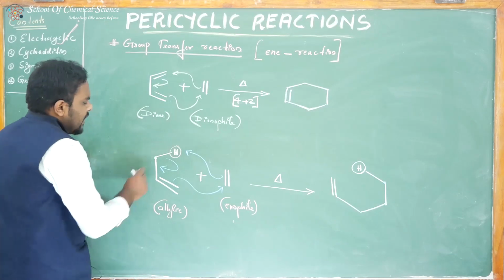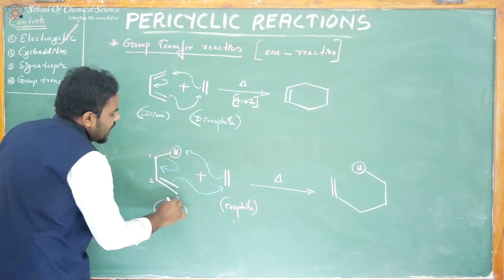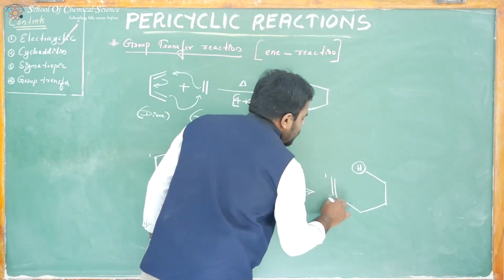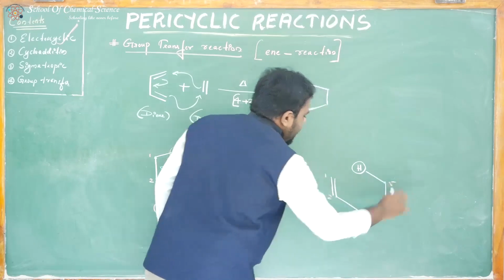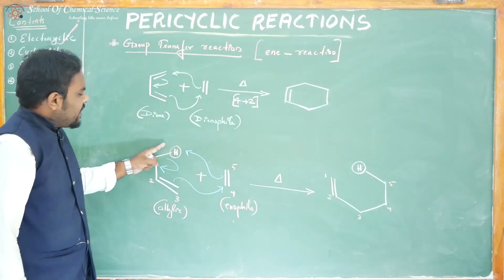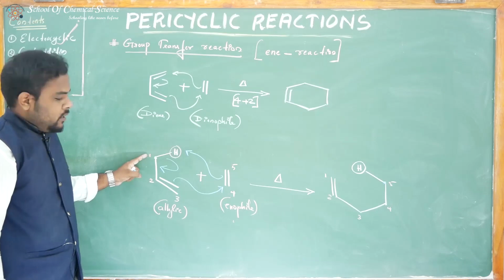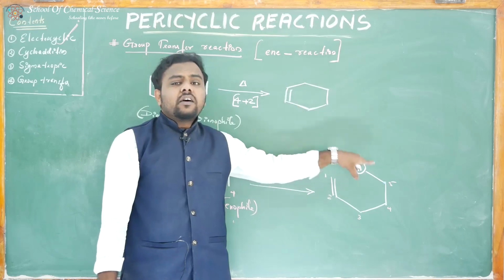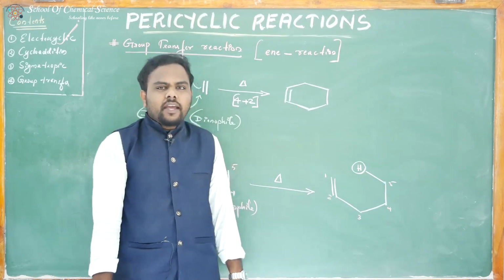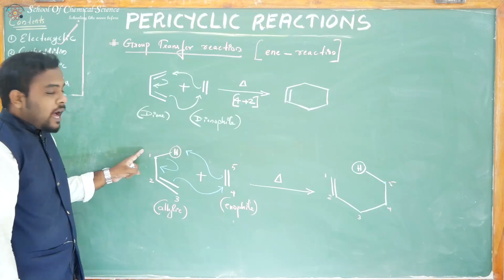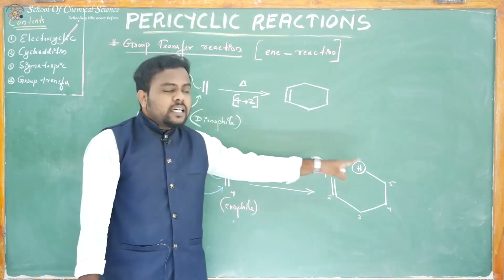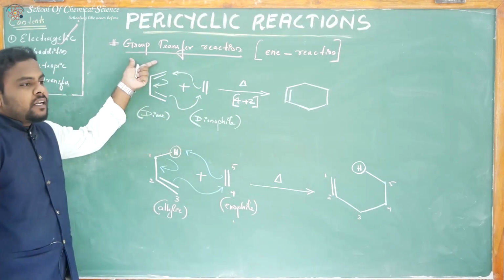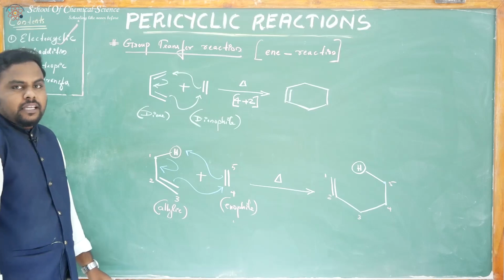You can give a number. This is carbon number 1, carbon number 2, carbon number 3, carbon number 4, carbon number 5. Same carbon number 1, 2, 3, 4, 5. Before the reaction, the allylic hydrogen is at carbon number 1. After the reaction, that hydrogen is transferred to carbon number 5. Okay, allylic hydrogen at carbon number 1 is transferred to carbon number 5. That is called as group transfer reaction or an Ene reaction.